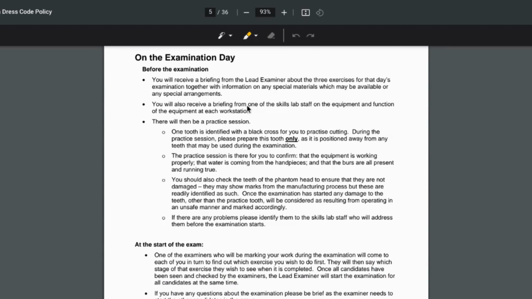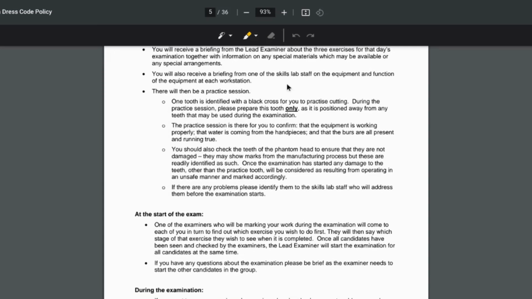So what to do in that practice session? I'll briefly tell you. In that practice session you should check the tooth and check the instruments, and make sure everything is working, your suction, everything. All the instruments should be fine. Check your position: your chair moving up and down, and your patient typhodont, where you can adjust the height. All that you need to check.